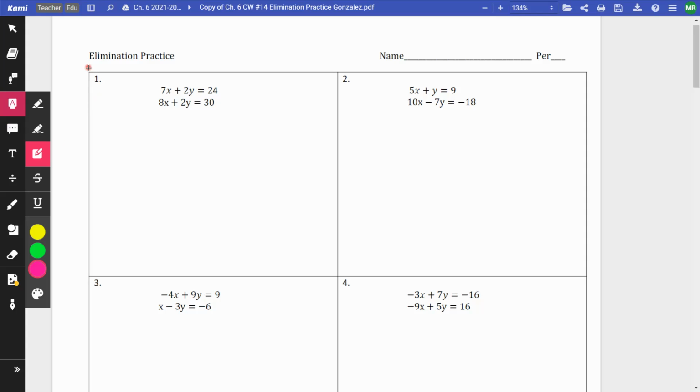So this video is on chapter 6, classwork number 14, which was elimination practice, that we are starting on block number 1. This is meant for extra guidance for those who need the help. I want everyone to try these problems and then come back to this. If you're stuck on a particular problem, fast forward to the section you need.